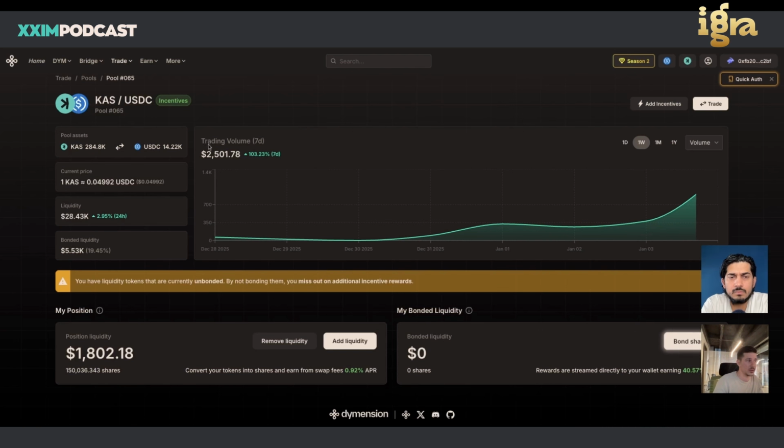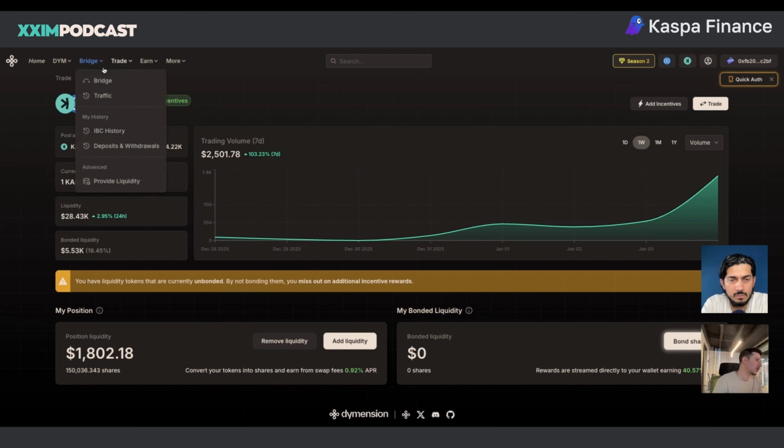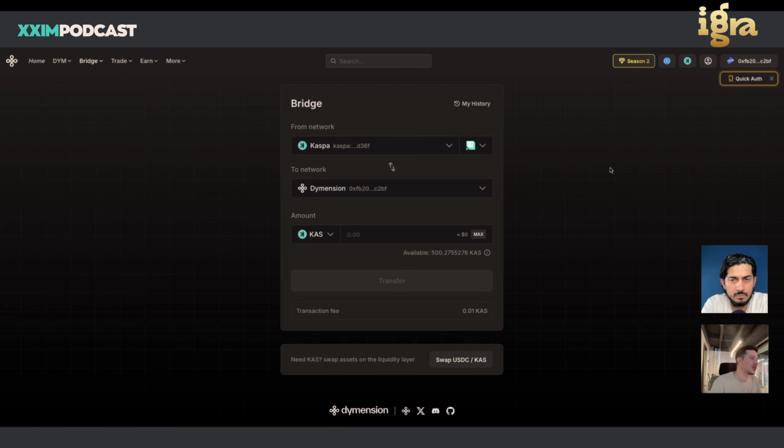There's a KAS USDC pool here. You can see how much it's trading. I have a liquidity position here. You can add, remove, and trade here. But assuming somebody's on Ethereum only, right? There is no way currently to buy KAS on layer 1 Ethereum. There's none. So the Dymension bridge will allow this to happen very soon. It's going to be great. It's also going to be available on Solana. That's something to look forward to, guys.